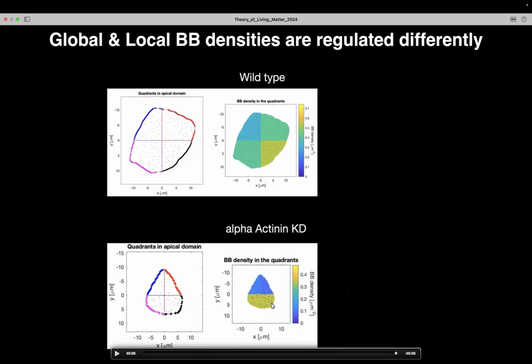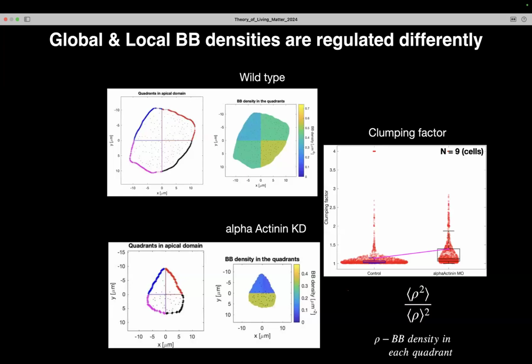So even though, as I said, the global density of basal bodies, so the number of basal bodies per the entire size of the apical domain, is not changed, the local density of basal bodies within the apical domain is actually changed. And in fact, we see this clamping of basal bodies. So here is quantified looking at the clamping factor.